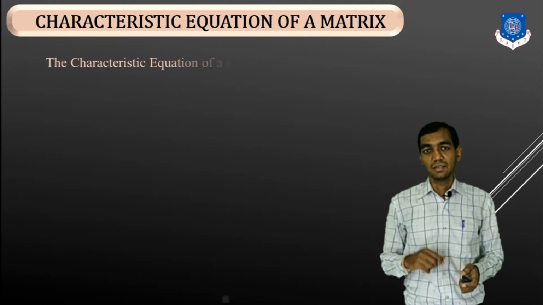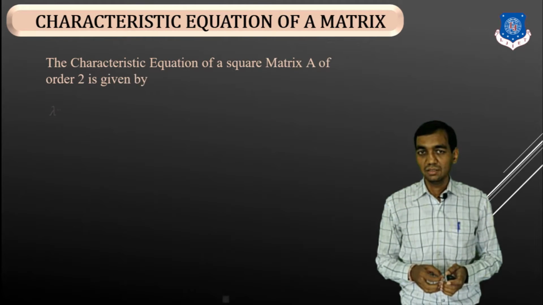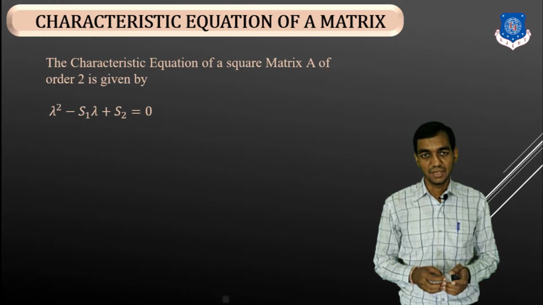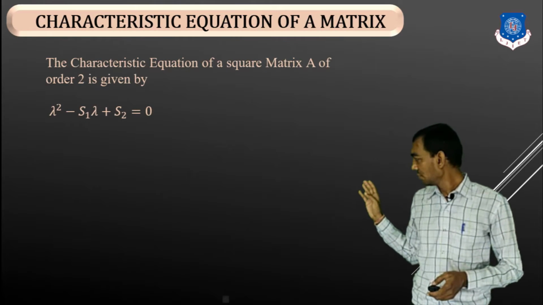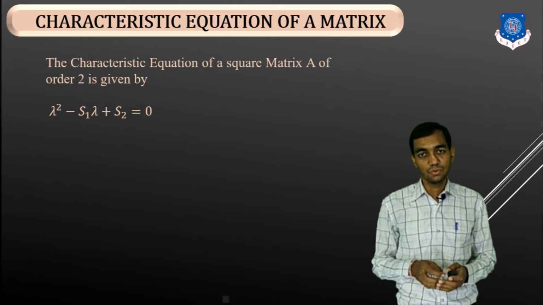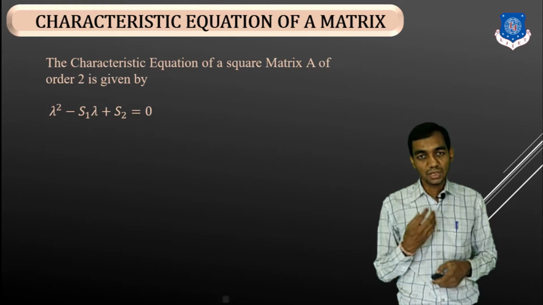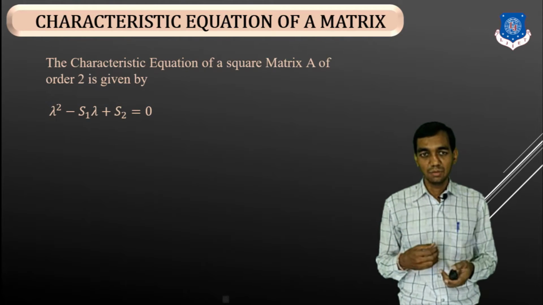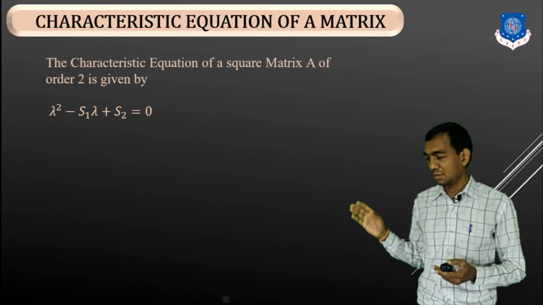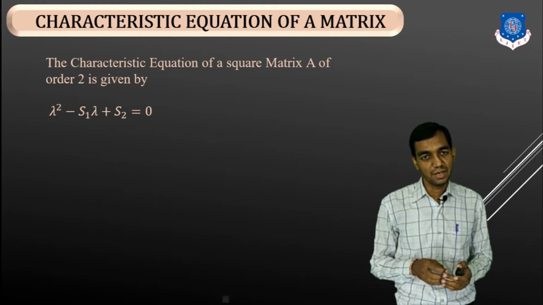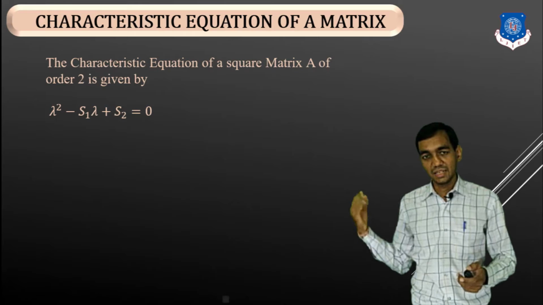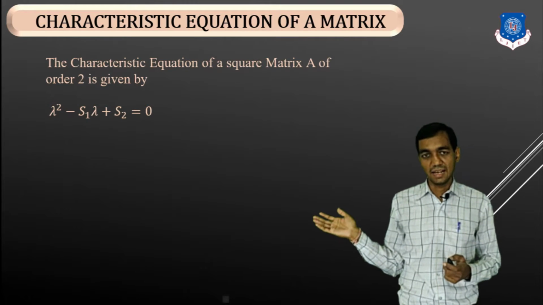Okay. Now we are going on to the characteristic equation of a matrix. First we are going to define the characteristic equation of a 2 cross 2 matrix. You can use the simple determinant method, because we have written the determinant of A minus lambda I is equal to 0. But here we have written it in a direct form.